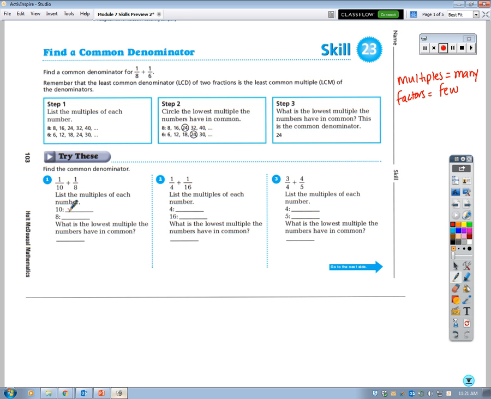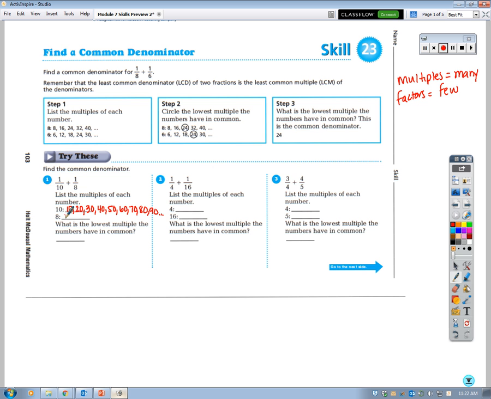So 10 times 1 would be 10, that's a multiple. 10 times 2 would be 20. 10 times 3 is 30, 40, 50, 60, 70, 80, 90. This could go on forever, so we're going to stop there.